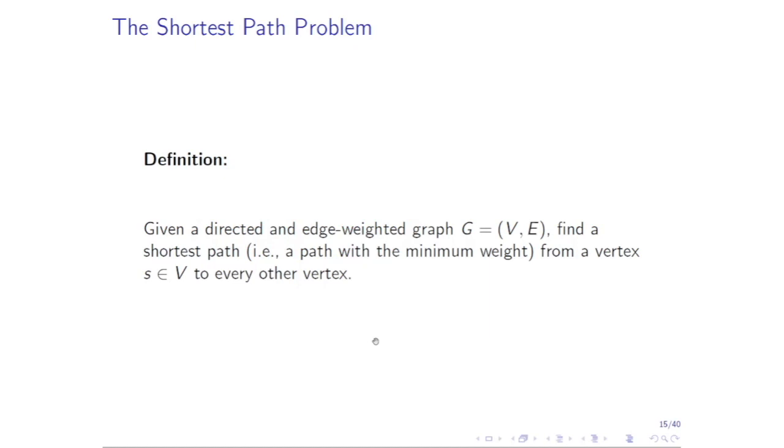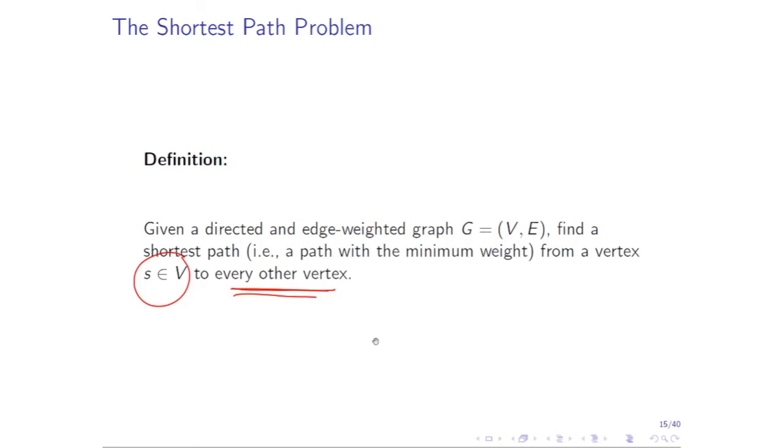The shortest path problem is defined on a directed and edge-weighted graph. Those edge weights usually represent the length of that edge. And the objective is to find the shortest path, which means a path with minimum weight or minimum length, from a given vertex S to every other vertex. Okay? This "to every other vertex" is actually a consequence of the algorithm that we're going to use.